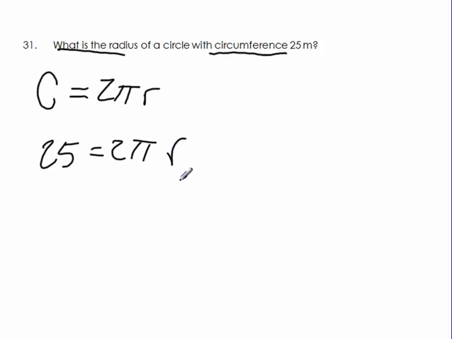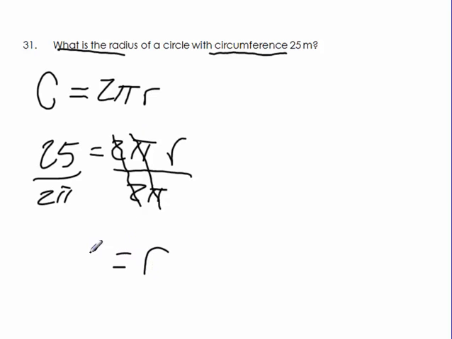So I do not know r yet, but I do know that the circumference is 25 meters, and that's equal to 2 pi r. I'm going to divide by 2 pi. So now I get my 2's and my pi's canceling out, and I'm left with r on the right hand side, and 25 divided by 2 pi I'm going to leave as 25 divided by 2 pi. If you want to, you can plug in 3.14 for pi and solve, but I don't find that to be very necessary right now for the purposes of this video.